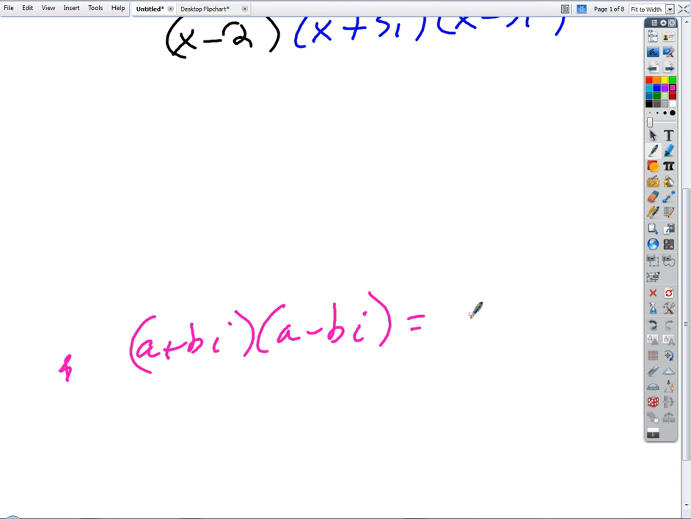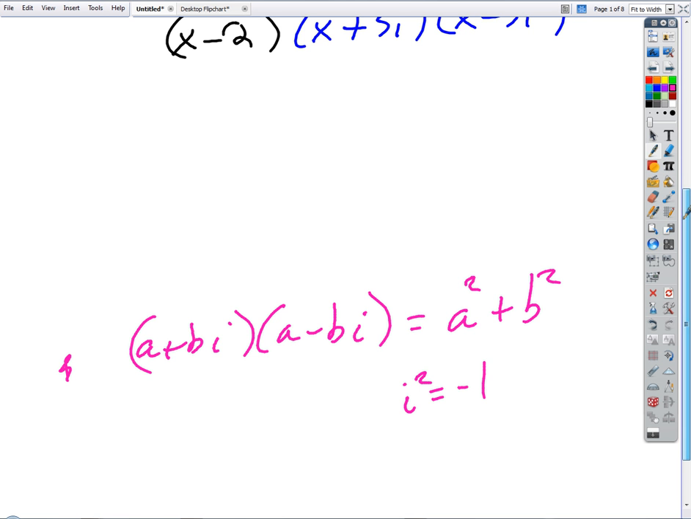You can just FOIL it out if you want to. What's i squared equal to? Negative 1, right? You have to remember that if you're going to FOIL these out by hand, but you don't have to. When you multiply complex conjugates together, you always get a squared minus b squared? No, plus b squared. The i squared turns it into a plus instead of minus. You always get that result.